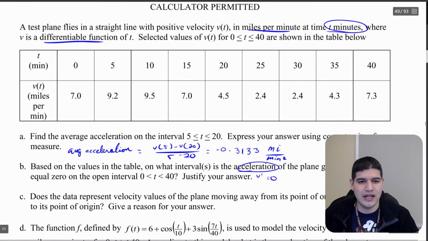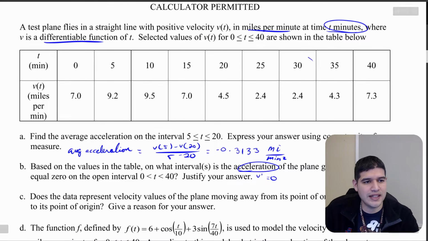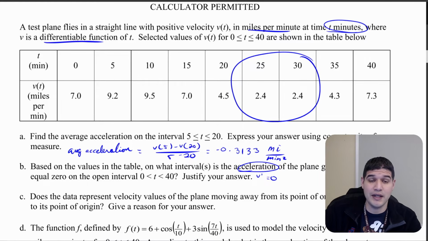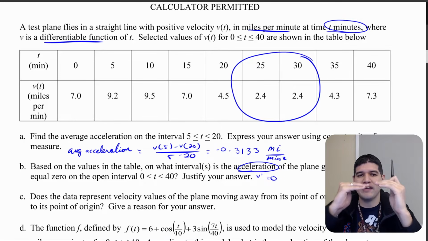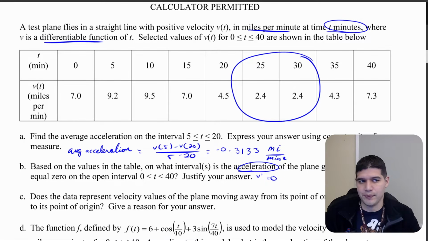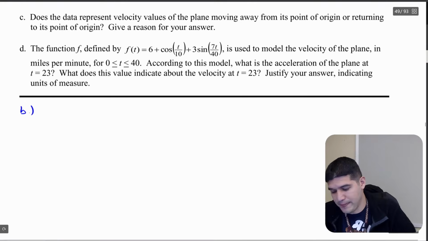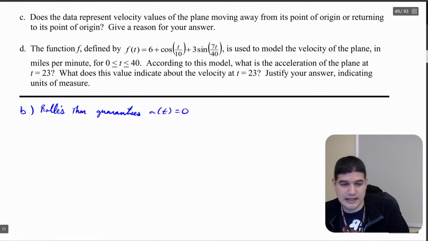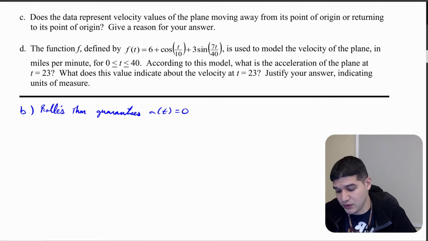So let's look at these intervals here. What I notice in between 25 and 30 is that velocity is the exact same. So somewhere in between there, we know that there is a guaranteed value where the acceleration will be exactly 0, because those y values, the velocity values, will cancel out. So now how are we going to say that? Well, we have to say Rolle's theorem. And we know Rolle's theorem guarantees an acceleration at some time that is going to be equal to 0.